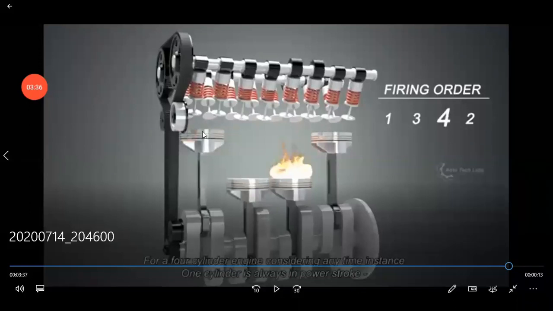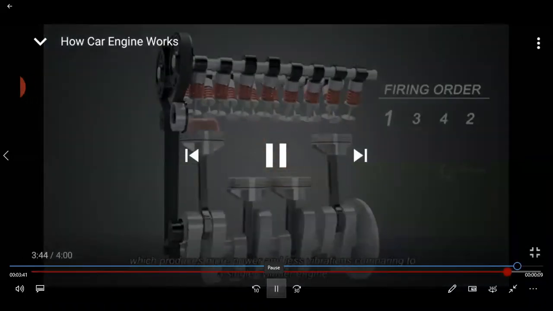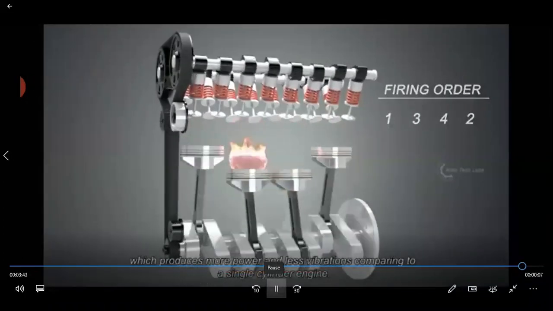So the firing order will be like this. This will be my first cylinder, it is getting the power, the spark plug will get ignited and the piston will be pushed down. Then this third will be ignited and this will get the power. Then the fourth, and then the second one. See here, you can see first, then third, then fourth, then the second.